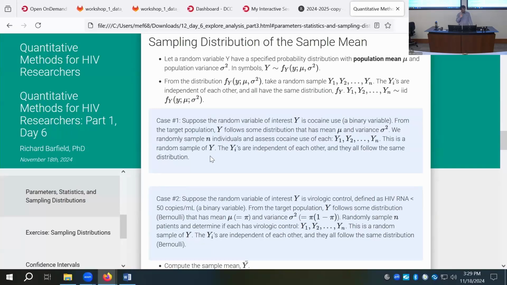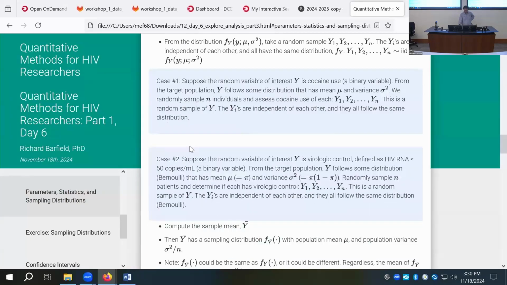So we randomly sample n individuals and we assess cocaine use for each of them. This is a random sample of y. The yi's are independent of each other and they follow the same distribution. For the biological control, we have a similar thing. The target population y maybe follows a Bernoulli distribution that has some mean mu, which is the probability of controlling the HIV virus. We sample these patients, and this is going to be a random sample of y's, and the yi's are going to be independent of each other, and they will all follow the same distribution.